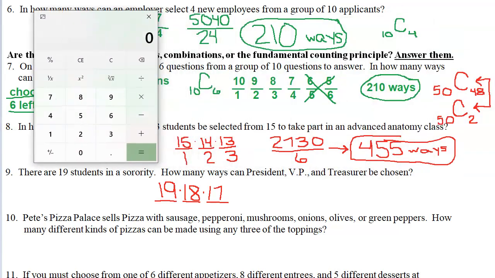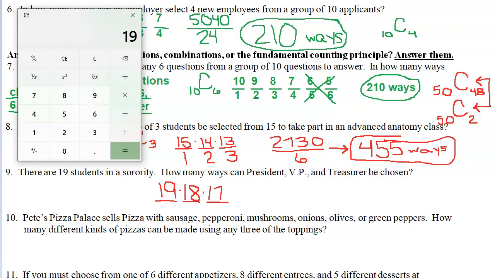So that means we are going to actually bring the calculator in, which I probably should have done a long time ago, but that's okay. 19 times 18 times 17 would be 5,814 ways that you could choose those people. Now, obviously, in real life, not everyone is going to want to be vice president or treasurer, but in this case, that is the answer to the question. All right, number 10.